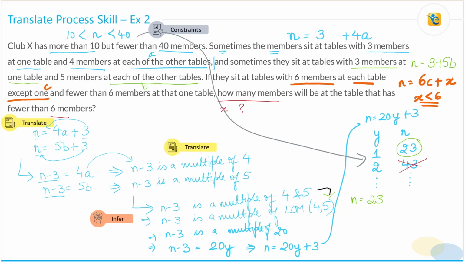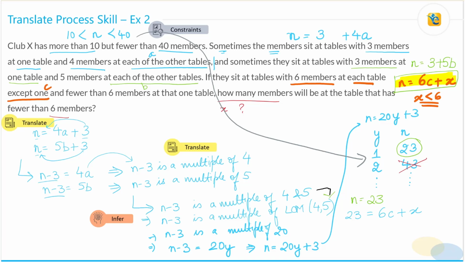Now, what did I need to find out? I needed to find out what this value over here is. What is the value of x, right? Now, how do I read this statement? Let me just write this down. Essentially, what do I have now? 23 is equal to 6c plus x.